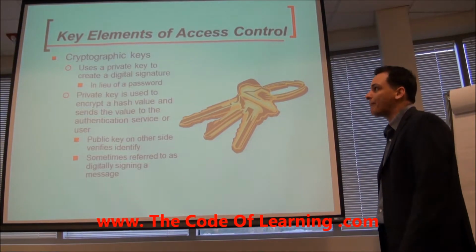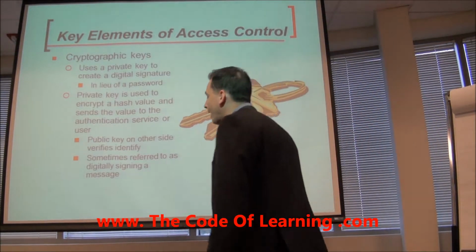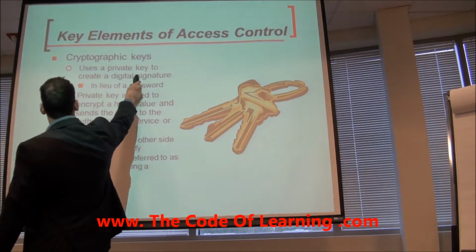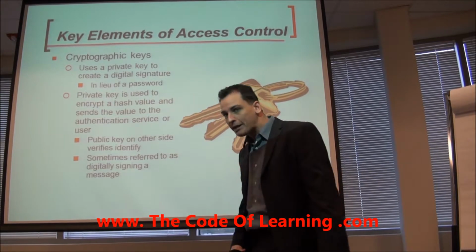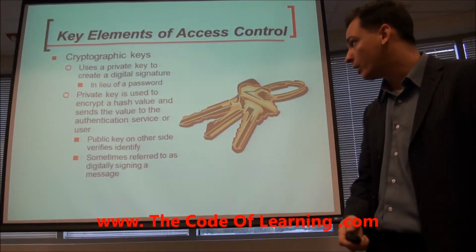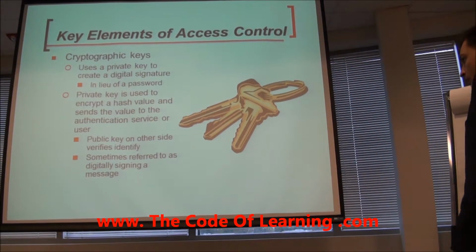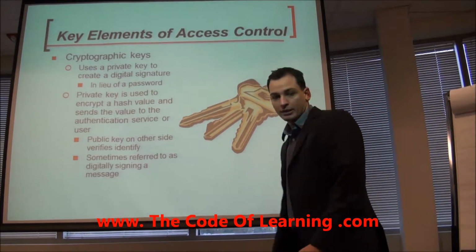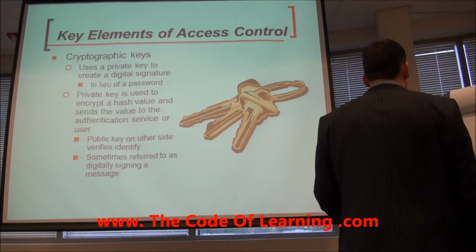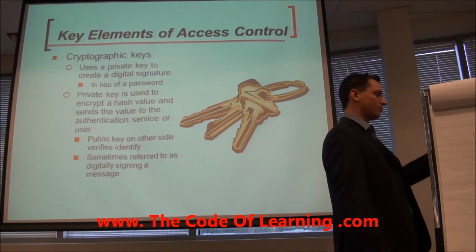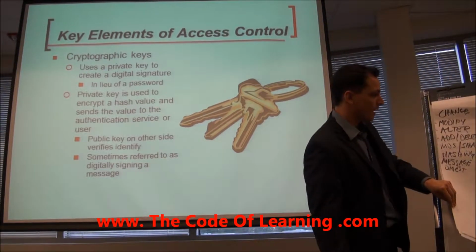Then you got cryptographic key. I want you to circle private key here. So basically a CAC card, but on the CAC card, a private key. You need to know that 100%. So what this does for you is it ties in not only something you have, but it basically ties in non-repudiation.